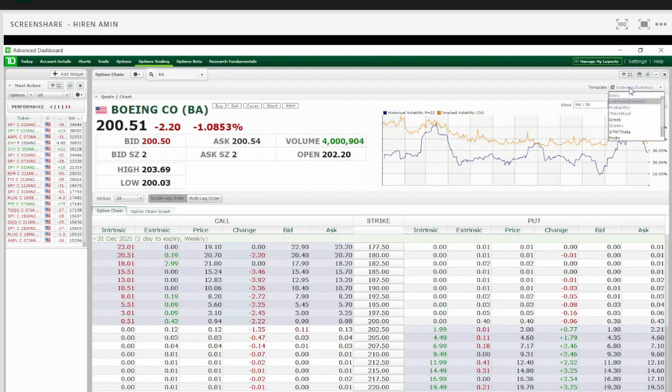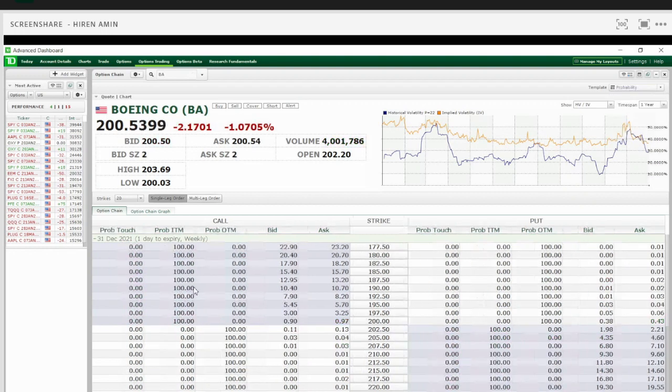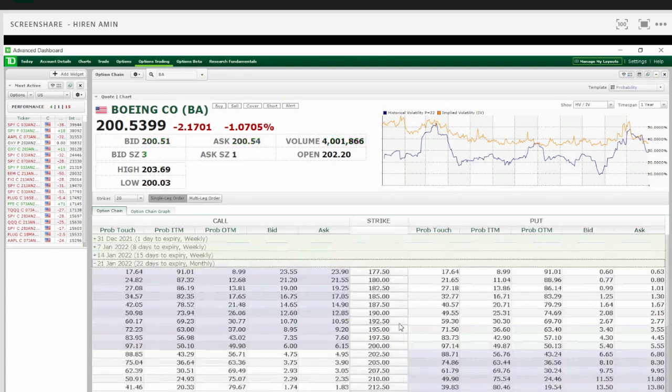So you could have that view. You could look at probability. Okay. So probability over here is actually a very neat tool. It doesn't work great with this option, so let me try and look at a further expiry over here. Let's go to the monthly in January. And so probability will show you three things: probability in the money, probability out of the money, and probability touching.